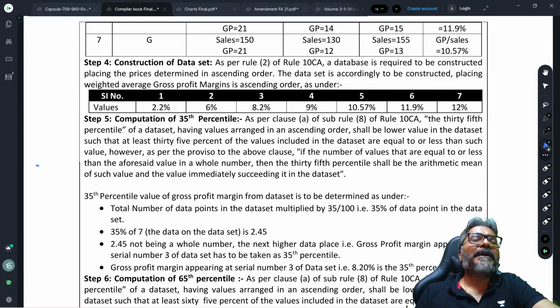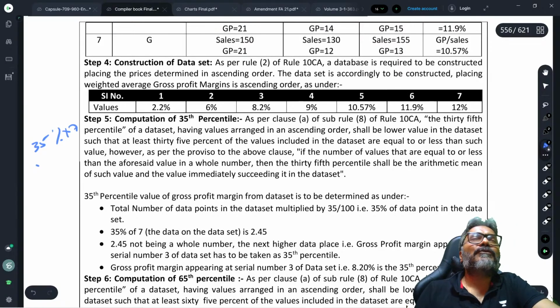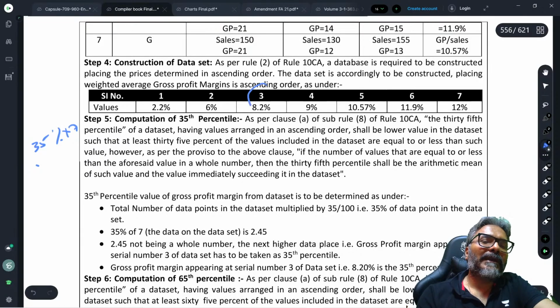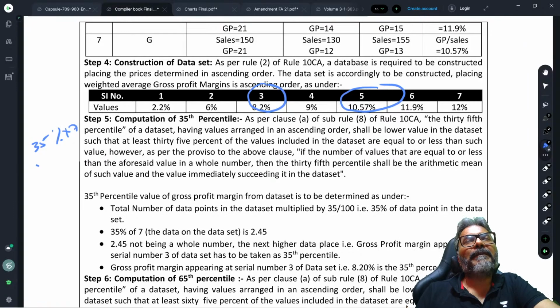Once that has been done, then you come to the 35th percentile of the data set. So 35% of 7 is 2 point something, which means 3. And then 65% of 7 means 4 point something, which means 5. So on 3 and on 5, students, what is the percentage? 8.2 and 10.57%. That is the range which has been arrived at.